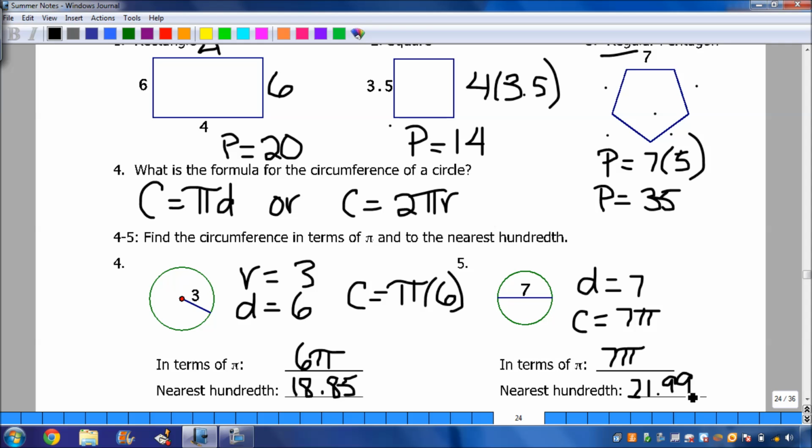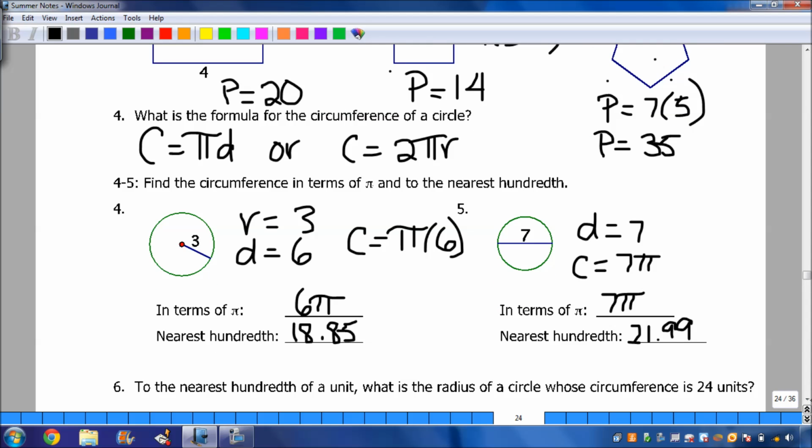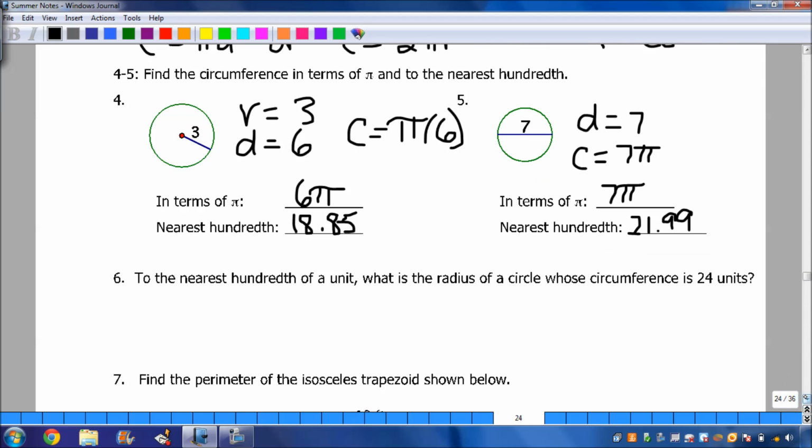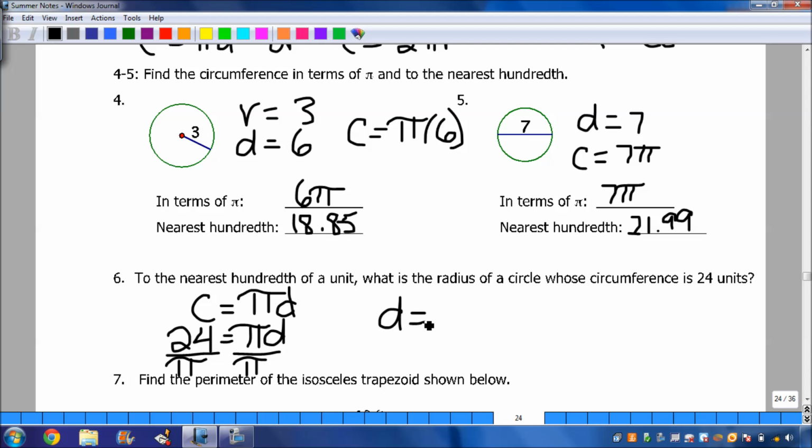All right. So then question number 6 says, to the nearest hundredth of a unit, what is the radius of a circle whose circumference is 24 pi? So we know that the formula is pi d, okay? So we know that the circumference is 24. So to solve for d, I just divide by pi, okay? So that means that my diameter, I'm not going to round quite yet, is 24 over pi.